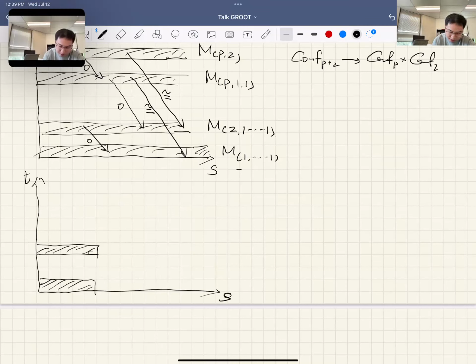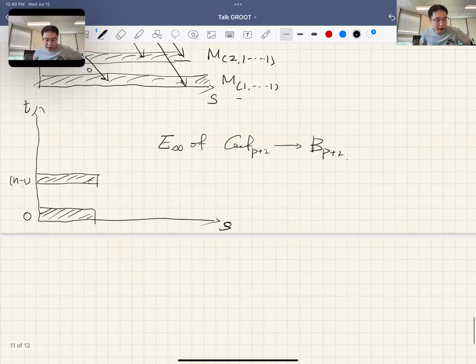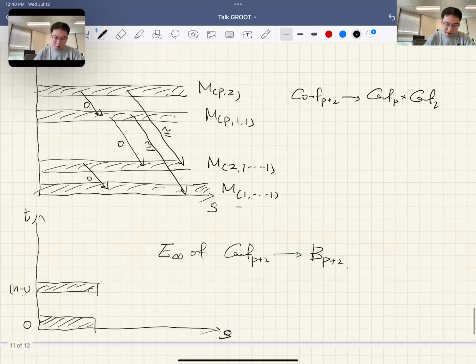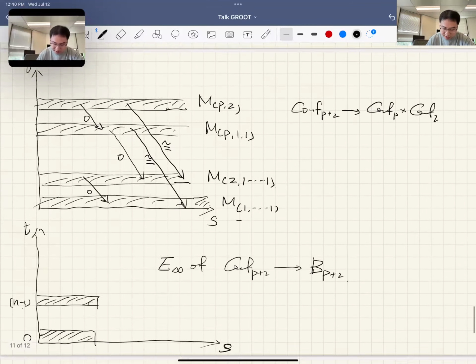So we have a 0 here and a minus 1 here. This is the infinite page of com p plus 2 to com b p 2. Okay, and other cases in this range should have the same infinite page.